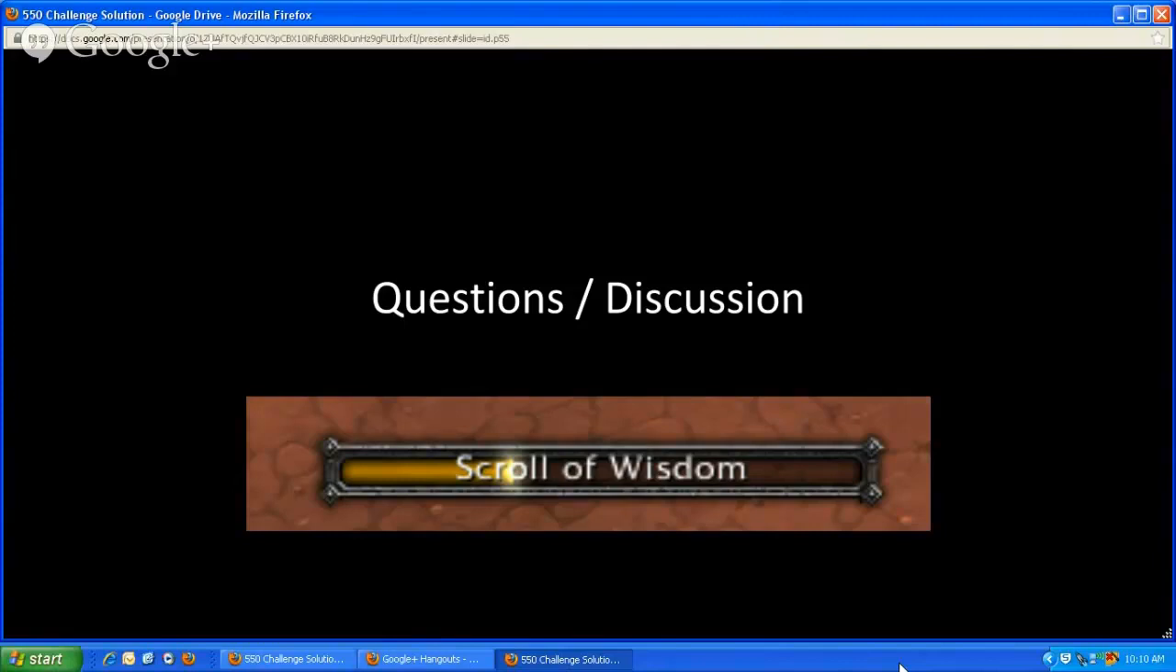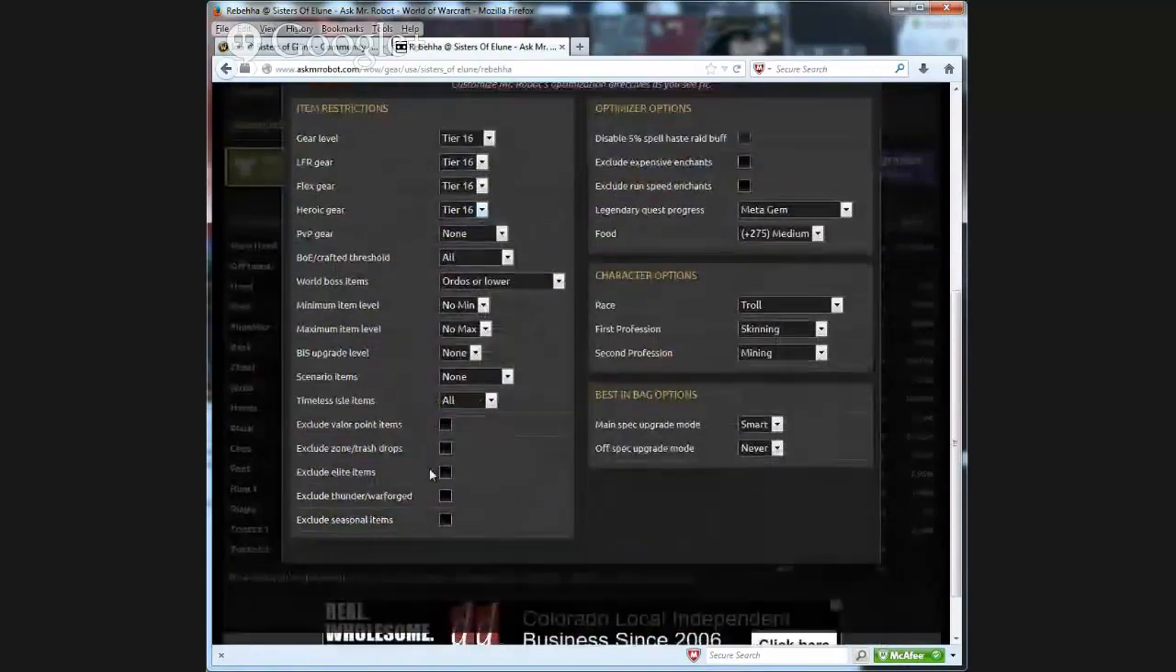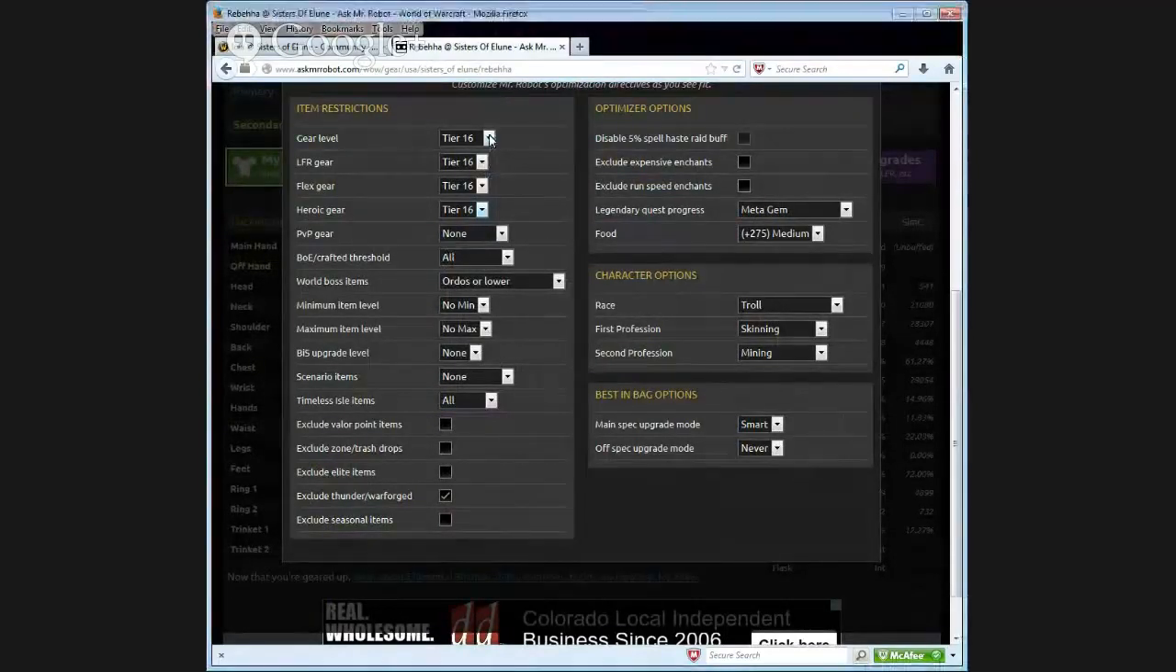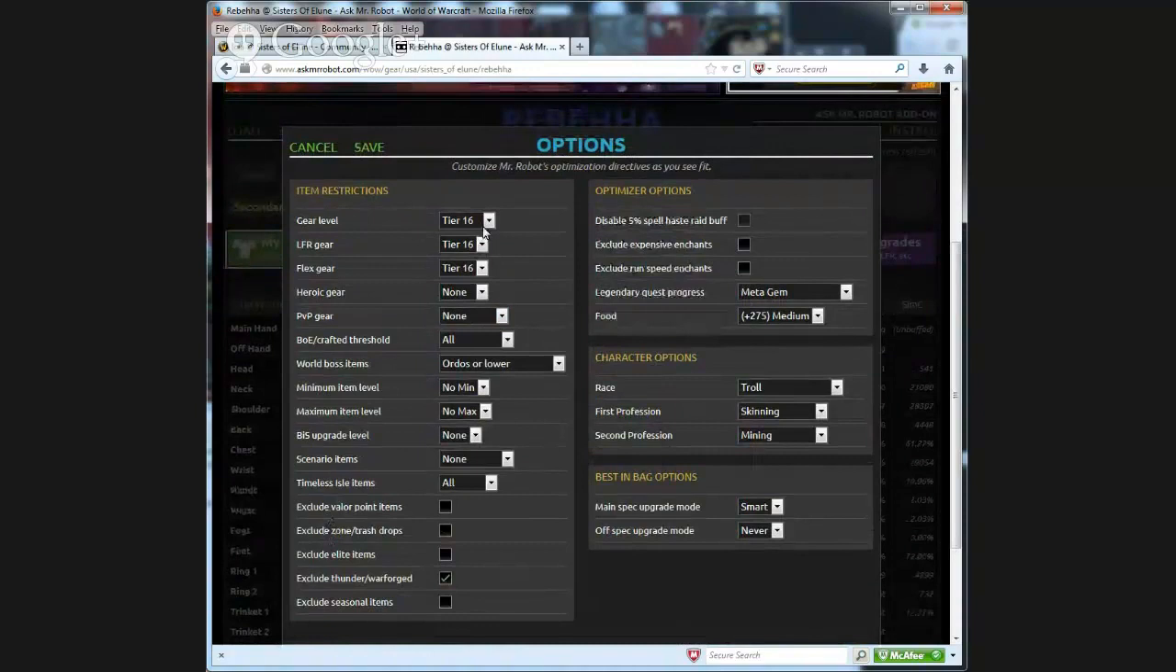And then you can check off things that you want to exclude, like Thunder/Warforged items. I have checked that out because I don't want him including those in my best in slot, because they're hard to get. And I don't have the cloak yet, so for the world boss items, there's a drop-down, and I put it on 4 Celestials or lower. When you click best in slot, it'll calculate off the options that you've picked. So I'm going to do that right now. There. Right here, you might notice a dotted line around the shield. That's not the best in slot item.